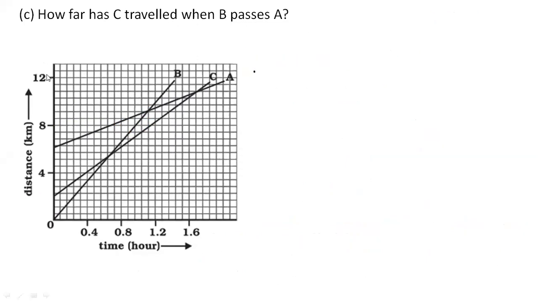So what was asked in the question was: when B passes A, what is the distance traveled by C? First we have to find the intersection point of B and A when B passes A. This is the line of B. This is the line of A. So this is the point of intersection. So we found the point of intersection. Now we want the distance traveled by C. There is a whole big line of C, but we just want the distance traveled at this point.